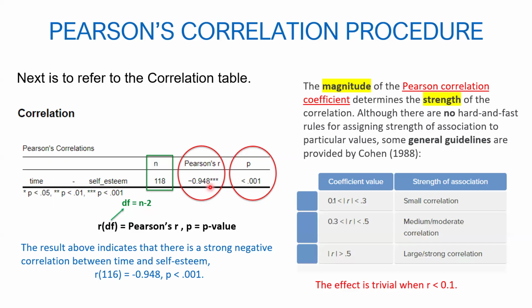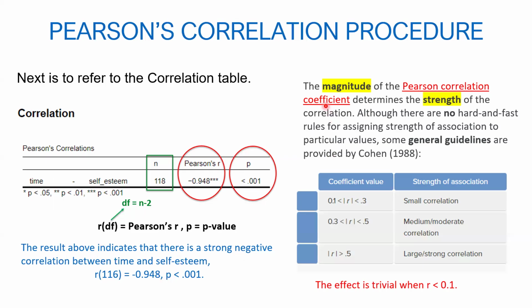Okay, then we need the value for the Pearson's R correlation and then our p-value. Now the result above indicates that there is a strong negative correlation between time and self-esteem. How were we able to come up with this interpretation?